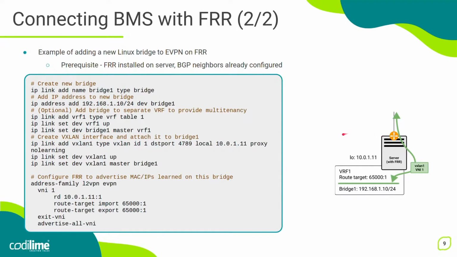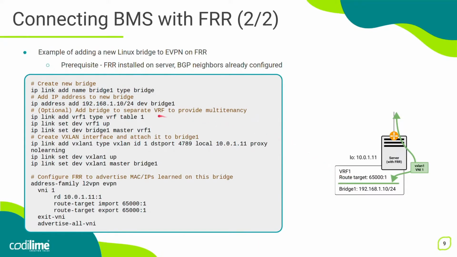So for example, here we've got a server where we want to create a new bridge interface with some IP address assigned to it. In order to do that, we issue two commands in Linux. We create a new interface with the name bridge1 and the type bridge, a network bridge. And we assign an IP address to it. Now, we want to separate this interface from all other IP addresses and interfaces that might be configured on the same server. So we are creating a VRF1 and putting the bridge interface into it.